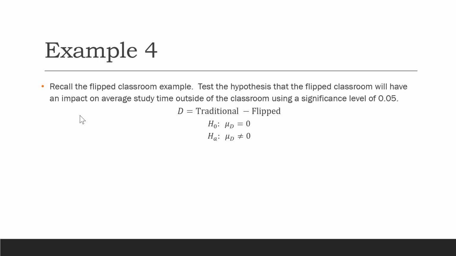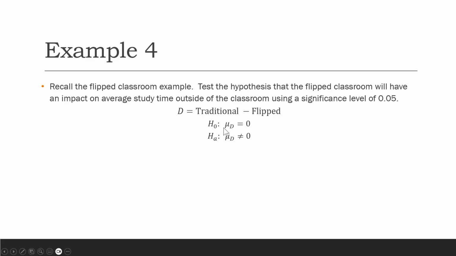Since this is called the flipped classroom example, we're going to test the hypothesis that the flipped classroom will have an impact on average study time outside of the classroom using a significance level of 0.05. And I'm indicating here in this slide that my differences are going to be calculated by taking the amount of study time outside of the classroom for the traditional instructional method and subtracting from that the average in the flipped classroom. All right.